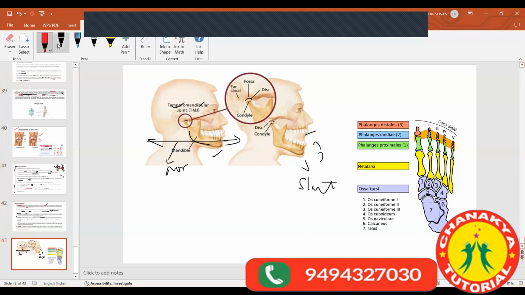So I said even in our legs we have phalanges. The same way as in our hand, we have them in our leg also, right? Ossa digiti, phalanges distalis, phalanges mediae, phalanges proximales, metatarsi, ossa tarsi. Can you see these are the joints? Here also we have hinge joints, correct? Yes, ma'am. So these also come under hinge joints. You have to remember they also come under hinge joints.